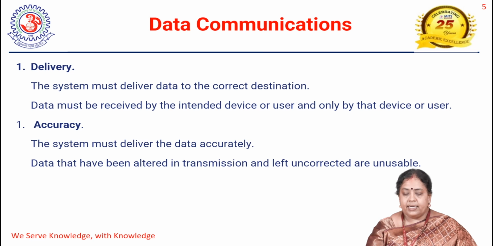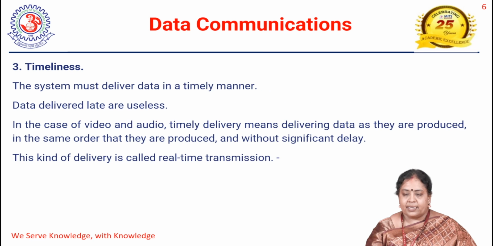Okay. And next we talk about another characteristic that is called timeliness, which is a very important one. So what is meant by timeliness? Timeliness means the system must deliver the data in a timely manner. Within that particular time only the data has to be transferred. If we deliver the data late, then there is no use of that data. So whenever the data has to be received, at that time only we have to deliver the data.